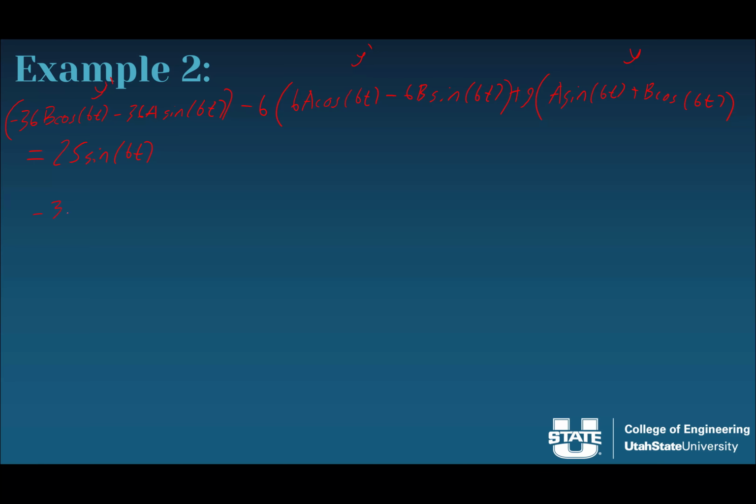It's going to be negative 36b minus 36a plus 9b equals 0. And then we're going to have a negative 36b plus 36a. Oh, wait, hold on. Change those. Yeah. Negative 36a plus 36b plus 9a equals 25. So that's what it's going to simplify down to.